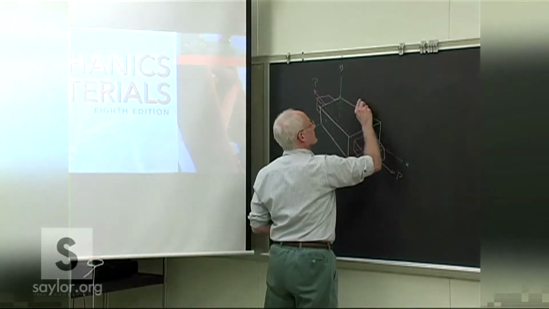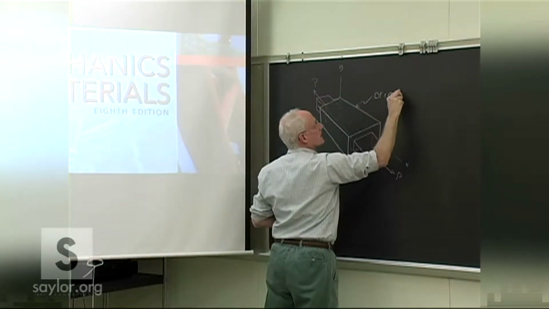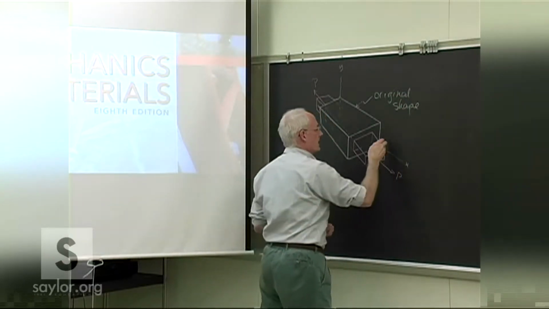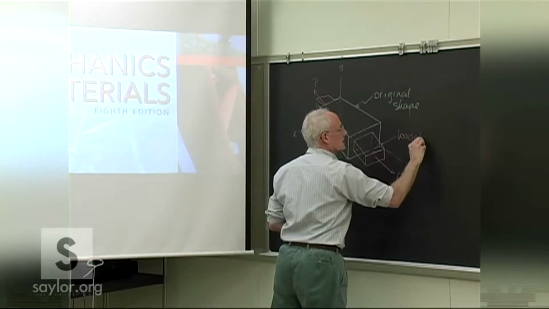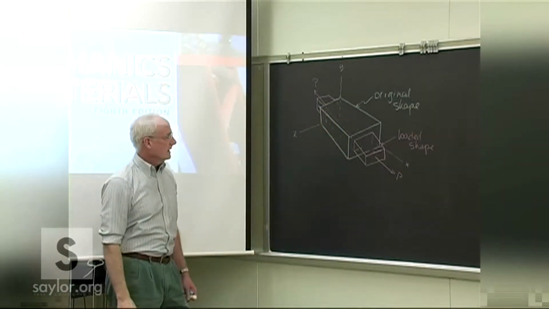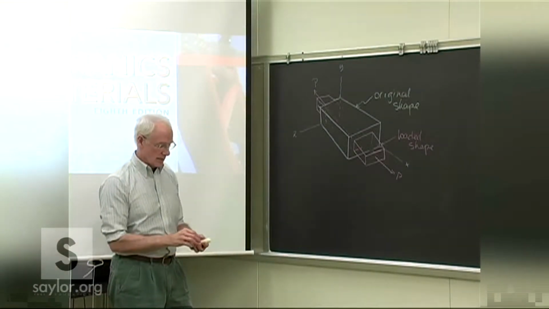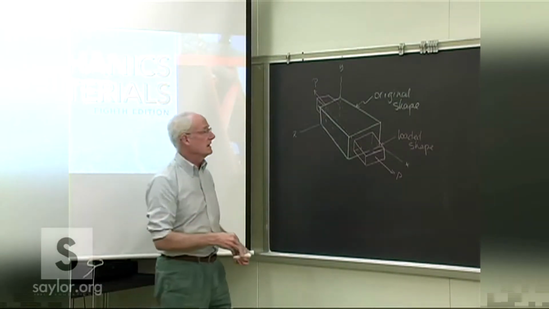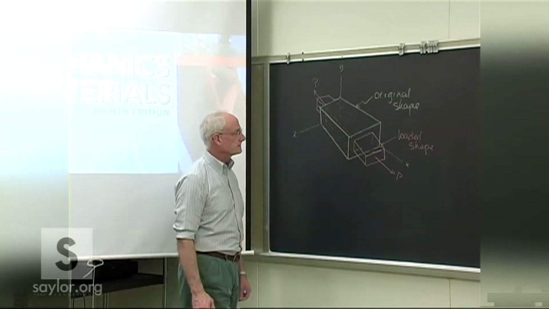All right, so we have an original unloaded shape, and then a resulting loaded shape. Again, greatly exaggerated. You can imagine if this was a rubber block that this kind of thing would happen. You can just stretch a rubber band, and if you look closely, you'll notice that it contracts in the other direction, orthogonal to the axial load.